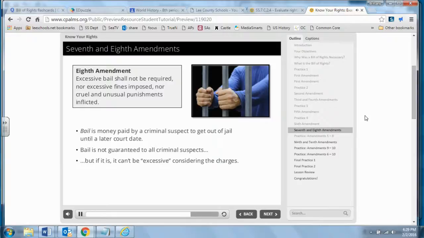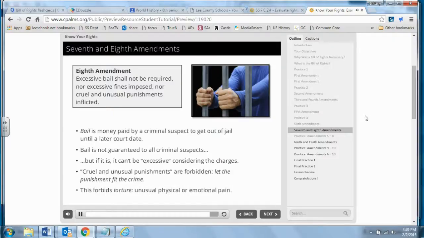The last part of the amendment forbids cruel and unusual punishments for criminal suspects who are found guilty. Another way to put this is, let the punishment fit the crime. The amendment doesn't go into detail about what kind of punishments might be cruel and unusual, but generally this phrase is considered to refer to torture. Even when a criminal is found guilty of a terrible crime, their punishment should not involve unusual physical or emotional pain.